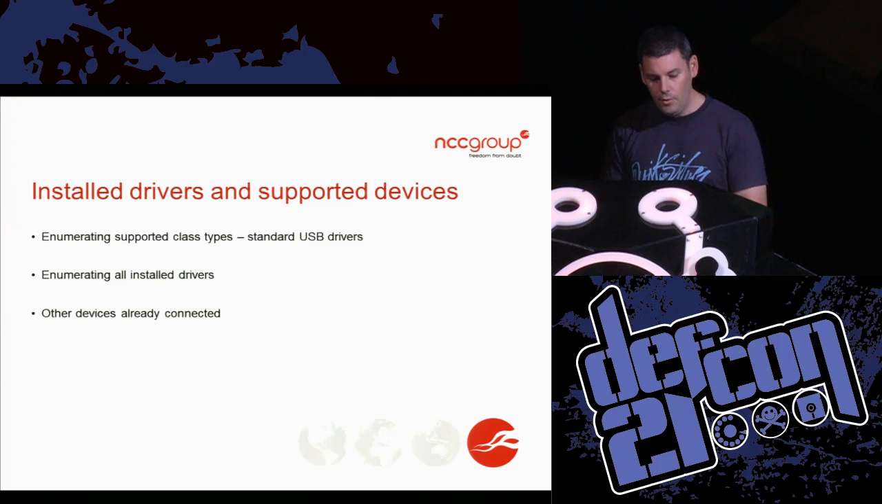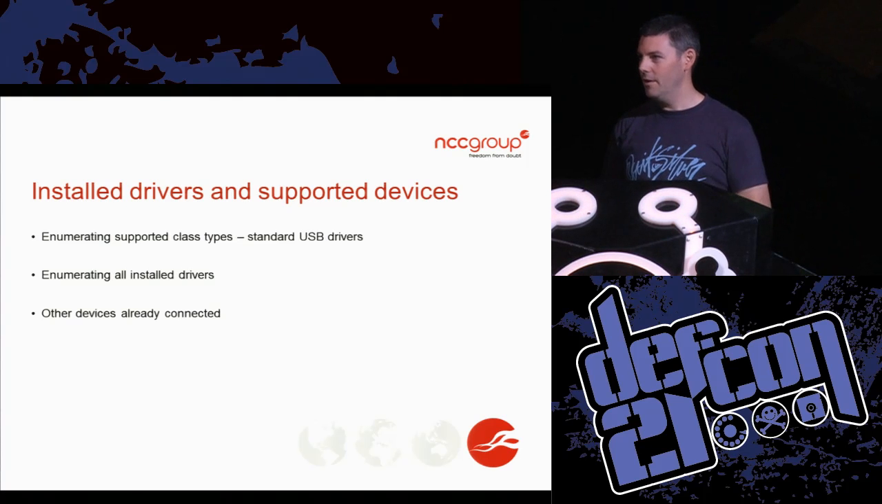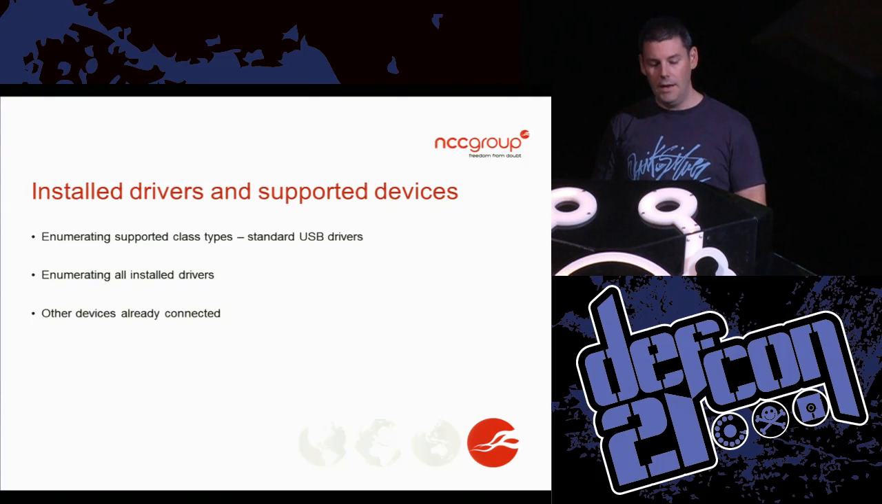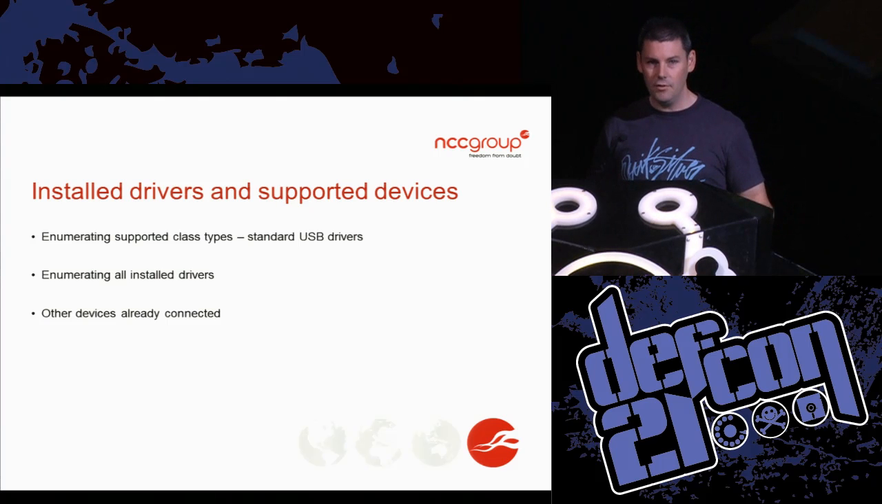So we want to be able to identify what the different class types are that are supported. So, standard USB drivers. Most OSs come with a driver for HID, so you can plug a keyboard in, and also mass storage devices. We also want to enumerate all these specifically installed drivers, and any other devices that are already connected. Going back to the embedded system situation, you may well have a black box with an HSPA modem inside that's connected via USB internally. If you can identify any of those devices, that would be pretty cool.